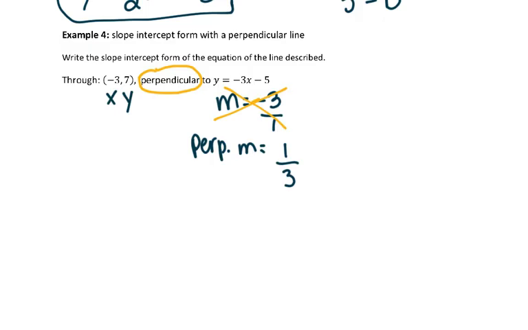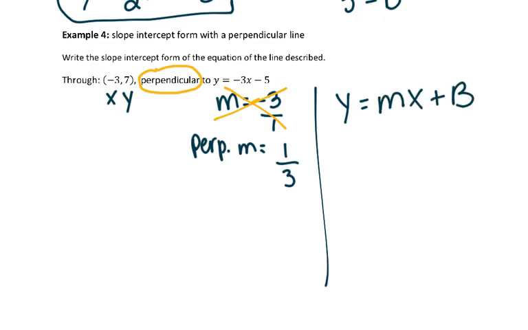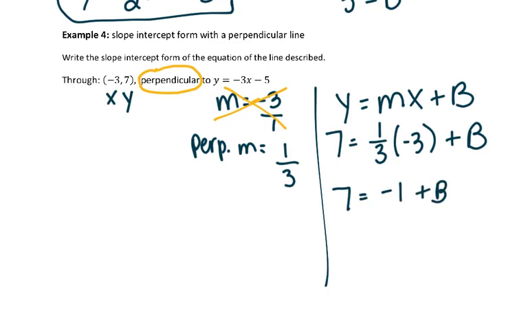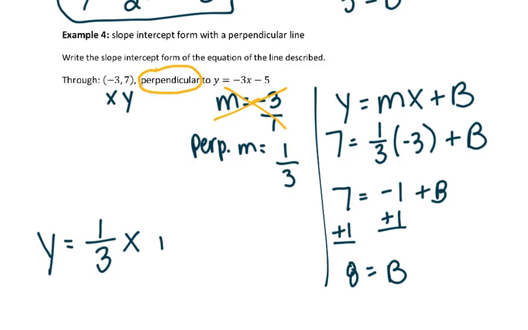We're using the perpendicular. So again, we've got to find our b value first. So let's plug everything in. So we have 7 equals positive 1/3 times negative 3 plus b. So 7 equals negative 1 plus b. Let's add the 1 over, and we get 8 equals b. Now we just have to write the equation. So it's y equals 1/3 x, and then plus 8.